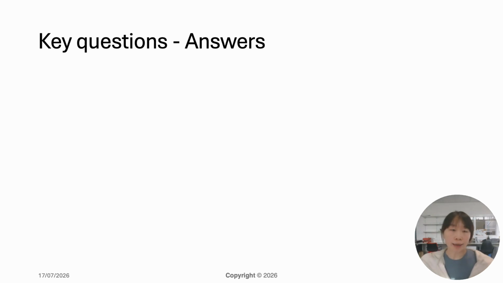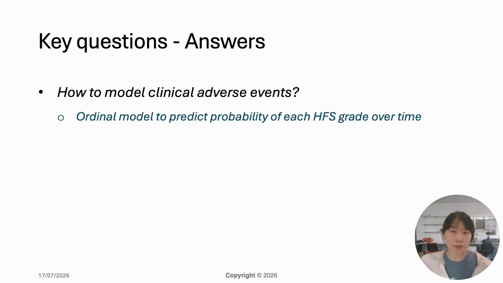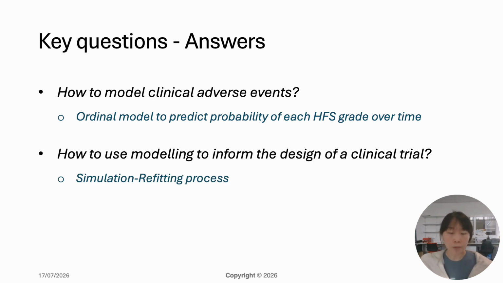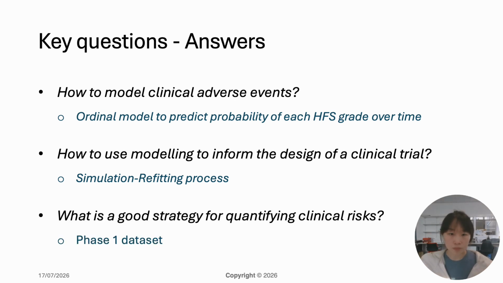For now, I can answer these 3 questions. We can use the ordinal model to predict the clinical adverse events. We can use the simulation refitting process to inform a new clinical trial design. And the phase 1 dataset can be a better choice for quantifying clinical risks.